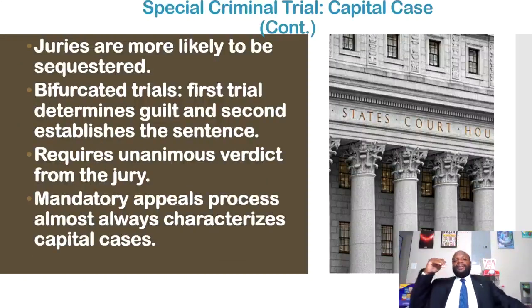Again, juries are more likely to be sequestered. The reason for sequestering a jury is because you don't want jury members talking about it. You don't want them blowing up Facebook or posting about things. And if they do, they could face a serious and significant penalty. But generally speaking, once that jury gives a unanimous verdict, many defense attorneys say it's okay because we were already going to appeal. And this mandatory appeals process is always found when it comes to capital cases or murder.